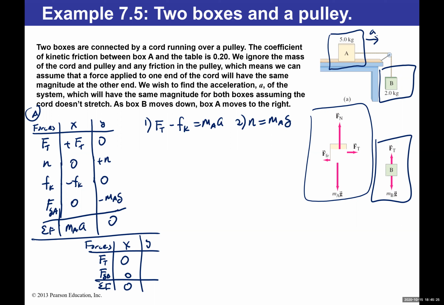Now here's what I have. Block A is going to accelerate to the right, so I took right as positive. Block B is going to accelerate down, so I'm going to take down as positive, just because my acceleration is in that direction. That makes tension negative, and the weight on B positive, so plus m_B g. And that net force equals m_B times a because the system accelerates. That gives me equation 3: m_B g minus F_T equals m_B a. So now I have these two equations.